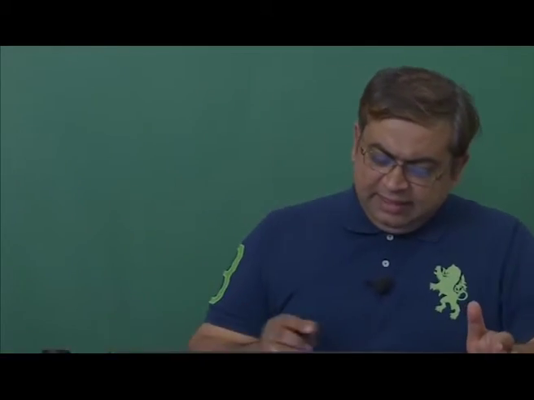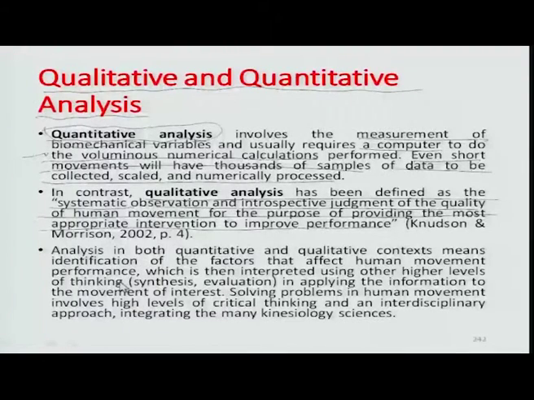So ideally we should use a combination of both quantitative as well as qualitative or judgmental analysis in order to study the whole area of motions related to limbs. And basically we can say that in both quantitative and qualitative contexts, identification of factors that affect human movement and performance is really what can be observed, quantified, recorded, organized and interpreted at different levels of thinking.